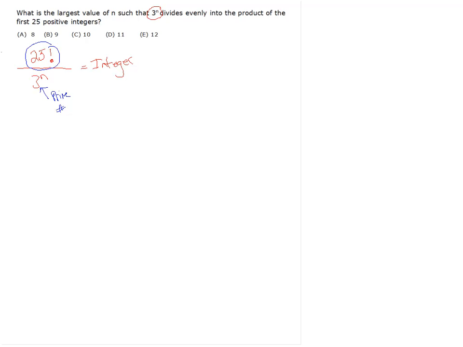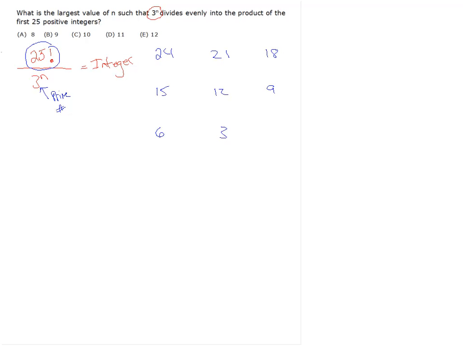So at a bare minimum, we know that the only values we're going to care about within 25 factorial are those that are multiples of 3. So for instance, as we're counting down 25 factorial, we can ignore 25, we can ignore 22, we can ignore 20, et cetera. So as we write out these multiples of 3 in 25 factorial, we have 24, 21, 18, 15, 12, 9, 6, and 3.